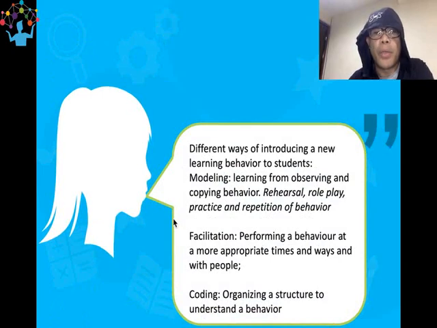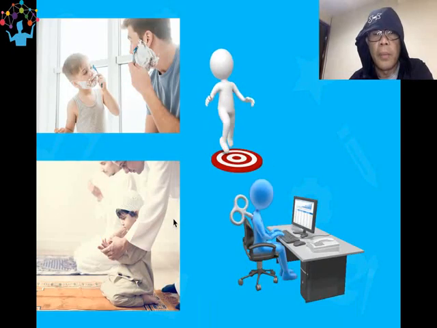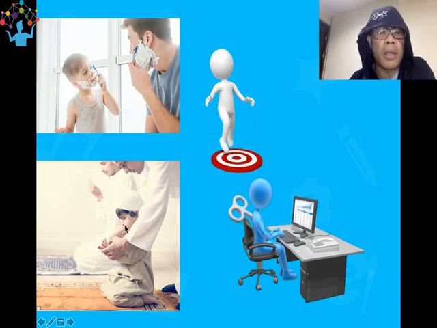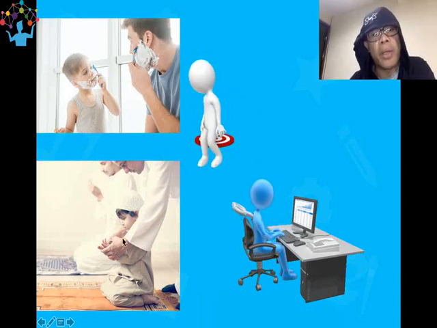There are different ways of introducing a new learning behavior to students. Modeling: learning from observing and copying behavior. Rehearsal: role play, practice, and repetition of behavior. Facilitation: performing a behavior at more appropriate times and ways and with people. And coding: organizing a structure to understand a behavior. This is an example of imitation and modeling. For example, how did you learn how to pray? How did you learn how to read Quran? Basically, it's about repetition and modeling.